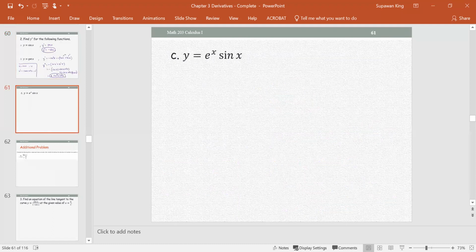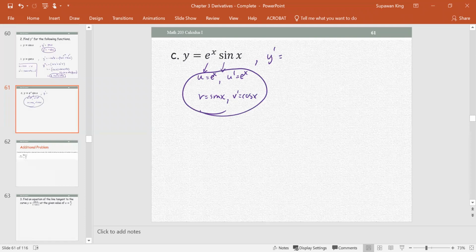Another example, y equals e to the x sine x, and we are going to find y double prime. First, to find y prime, use the product rule. Let u be e to the x, and the v sine x. The u prime is e to the x, and the v prime is cosine x. Y prime is u v prime plus u prime times v. The u is e to the x, the v prime is cosine x. The u prime is e to the x, the v is sine x.